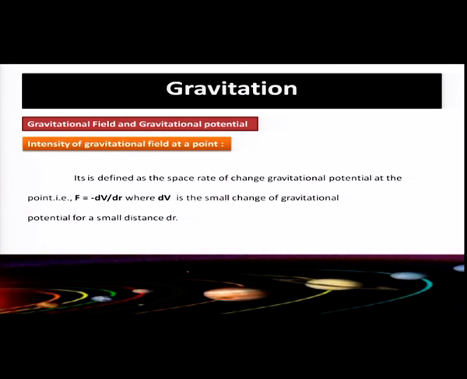The intensity of a gravitation field at a point is defined as the space rate of change of gravitational potential at that point, and mathematically I can write F is equal to minus dV by dr, where dV is a small change of gravitational potential for a small distance dr. So, let us find the intensity of gravitation field at a point.